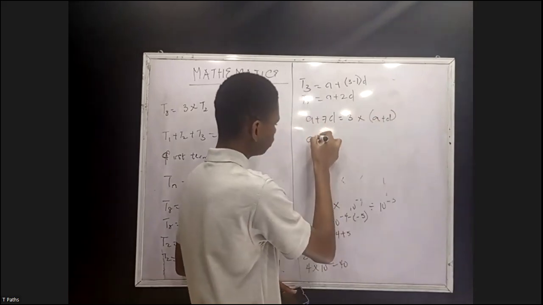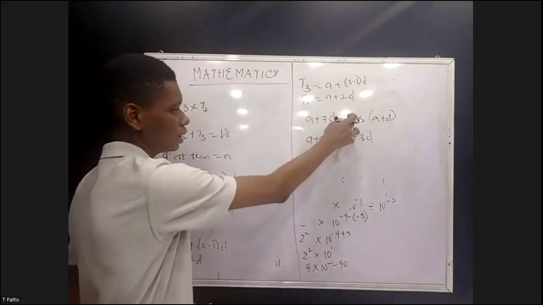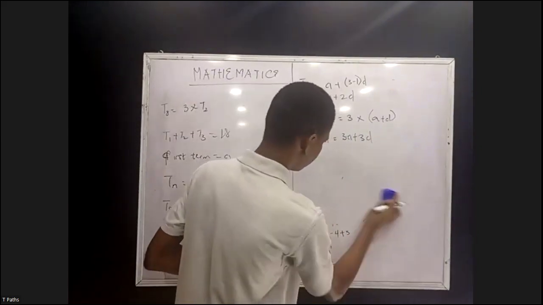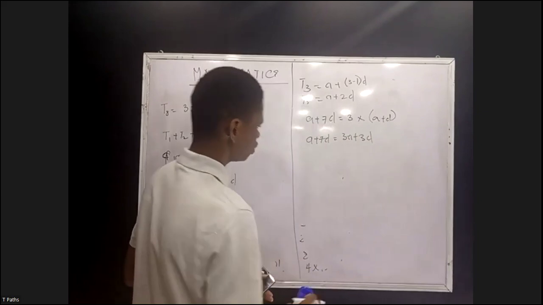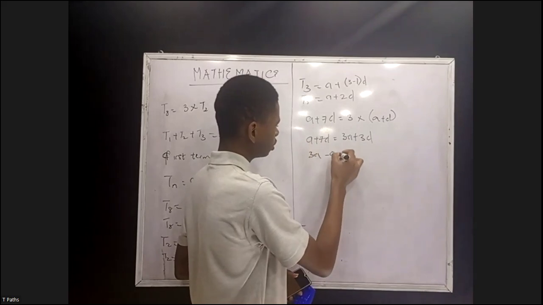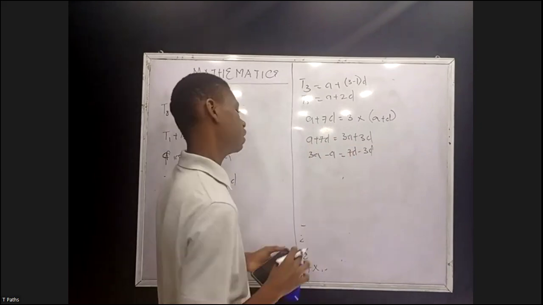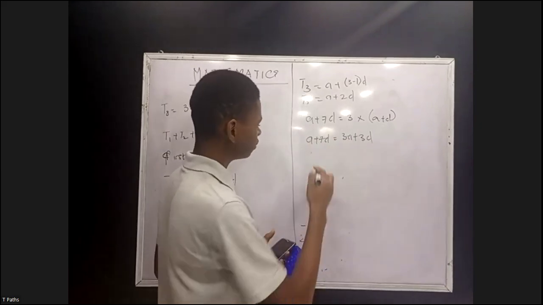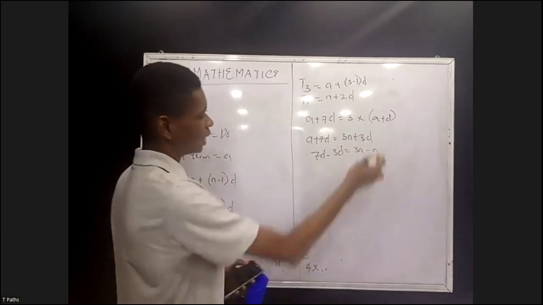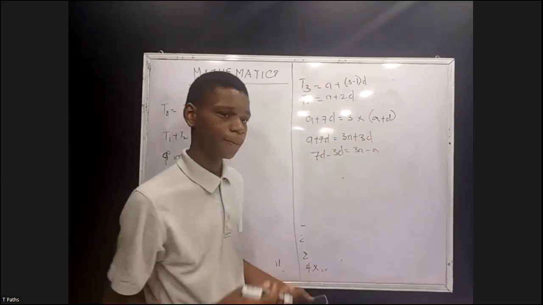So I can say A plus 7d is equal to 3A plus 3d. That's if I open the bracket and multiply by 3. I use 3 to multiply what is in the bracket. I hope you guys are with me. So I have A plus 7d equals 3A plus 3d. I can continue by collecting like terms. Let me say 7d minus 3d is equal to 3A minus A. What I did is bring the 3d to this side and take the A to the other side. Because I'm switching sides, we are changing signs.